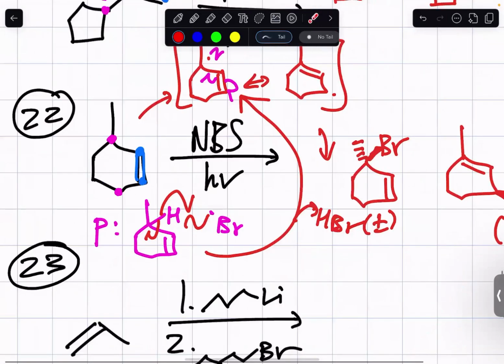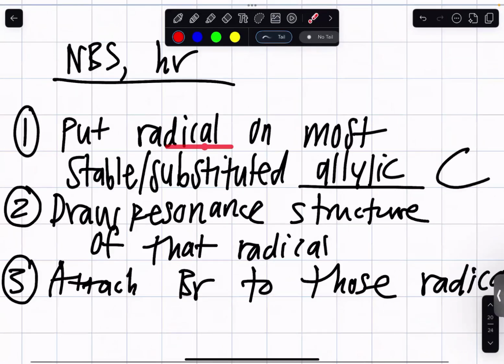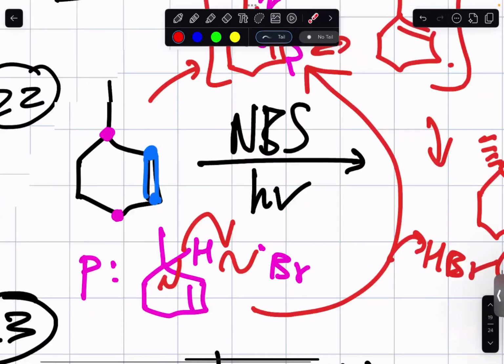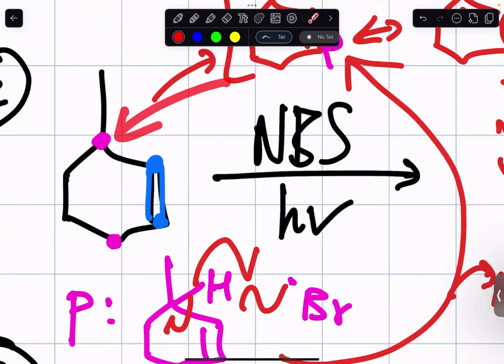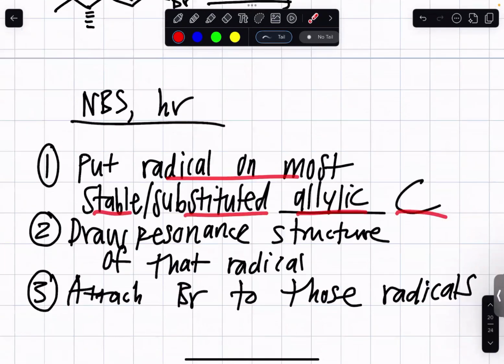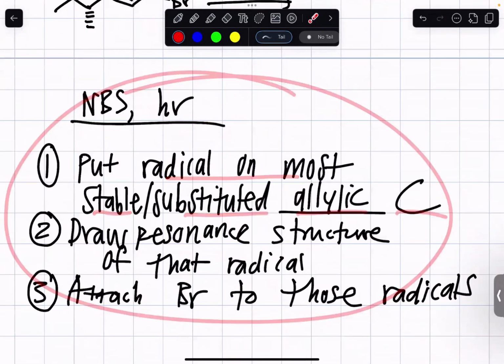Right, so that's part of this step right here. Put the radical on the most stable, most substituted allylic carbon, right? We have two allylic carbons here, the more substituted allylic carbon and the less substituted allylic carbon. We want to put the radical at the more substituted position instead of the less substituted position. So we ignore that one. Even though that is an allylic carbon, we don't interact with it because there is a more stable one here. So here's the step-by-step process on what I think about when I predict the product with NBS and light.